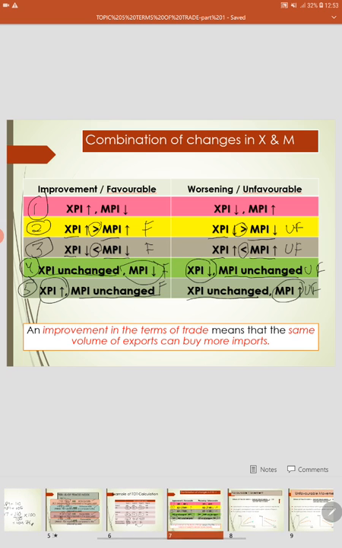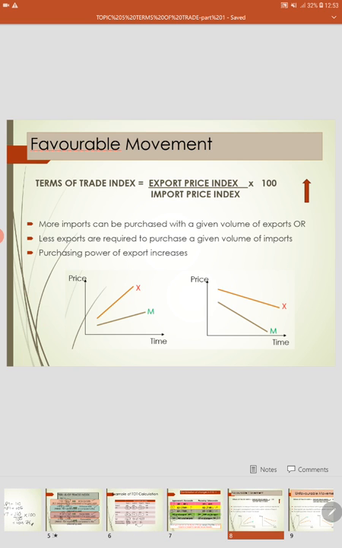Next, we're going to look at how to interpret this favorable and unfavorable amount. Obviously we're going to use the calculation to determine our TOT. In case of favorable, we can buy more imports with a given volume of exports, or we can use lesser exports to purchase a given volume of import. So basically we are increasing the purchasing power of exports, so we can purchase more import.